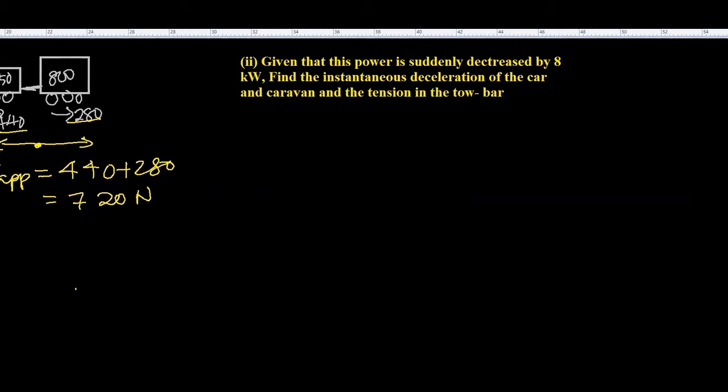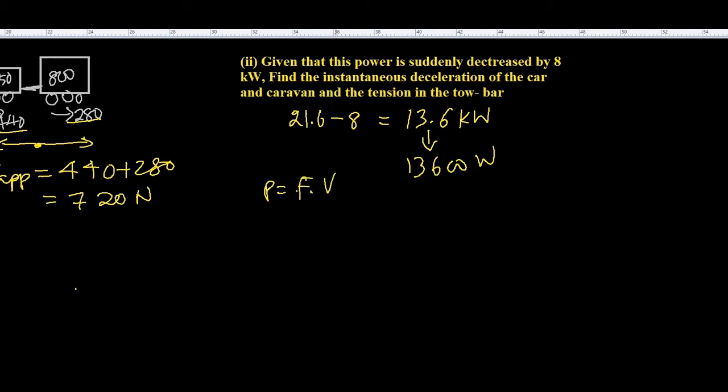In the second part they're saying that this power is suddenly decreased by 8 kilowatts. So it was 21.6 kilowatts, subtracted by 8, and we are left with 13.6 kilowatts only. Now we need to know the force. So we will convert this to 13,600 watts first. Then we know that power again is force times speed, so force becomes power over speed. Power is 13,600 divided by speed, 30 at that instant, because they're saying instantaneous. So let's leave it 1360 divided by 3.